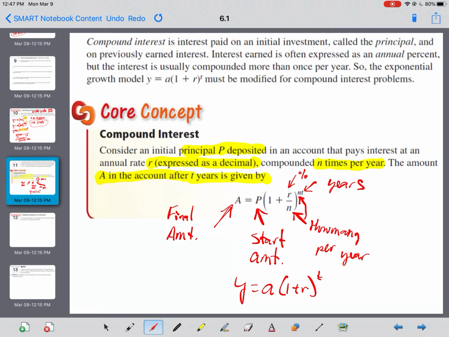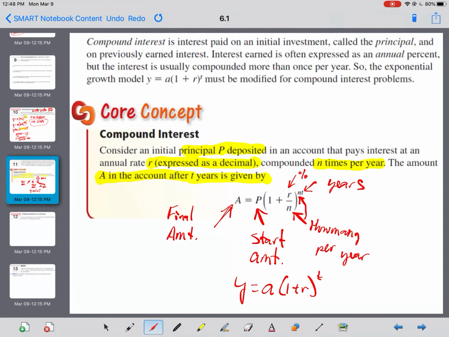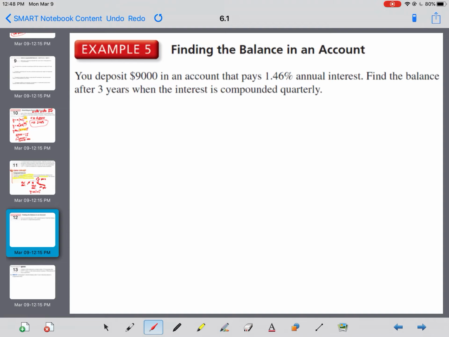But big P and little a were the same number. Y and big A are the same number. But the compounding adds that n, how many times it is compounded, aspect to it. So it could be compounded 12 times a year, or monthly. It could be compounded 52 times a year, or weekly. It could be compounded 365 times a year, daily. And there's another one called compounded continuously that we'll get to in the next lesson.